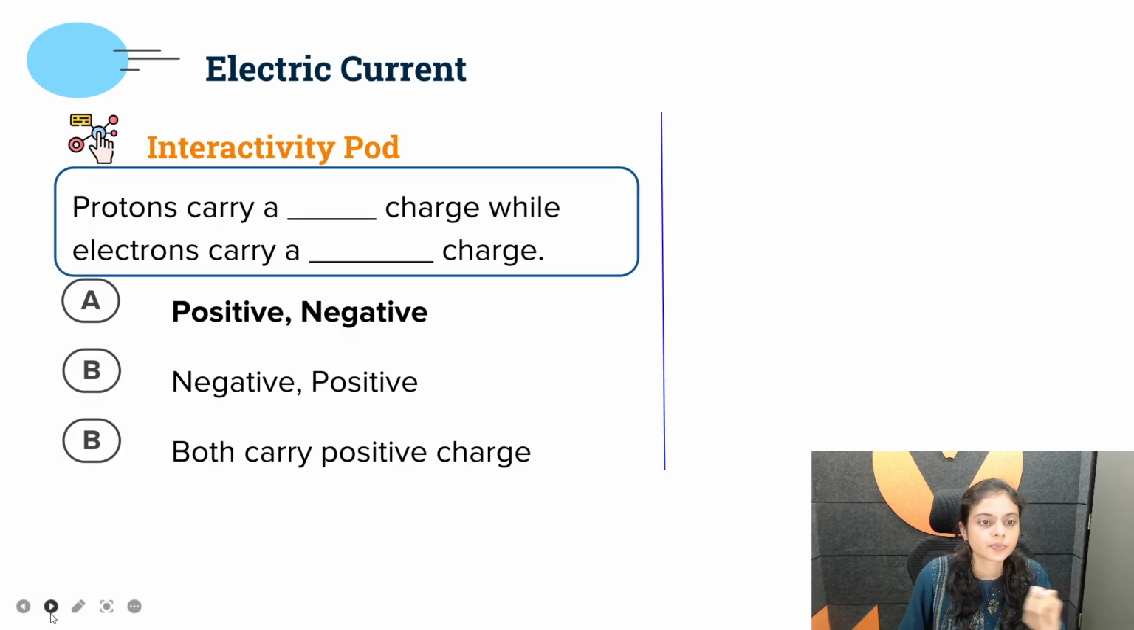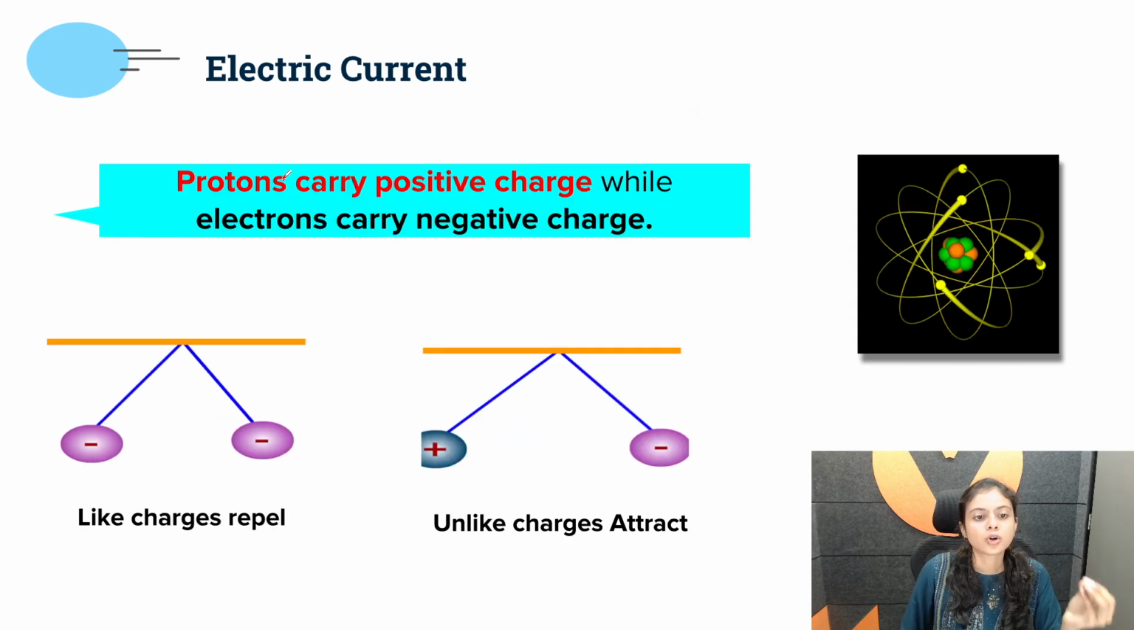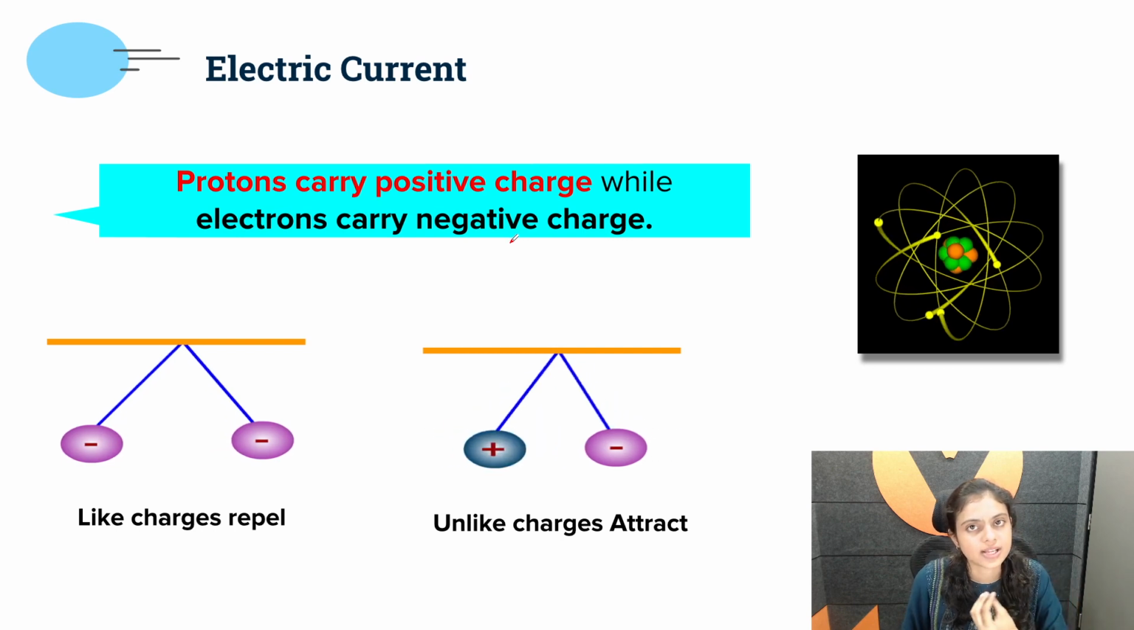Let's see next. Okay, we have a question here. Protons carry dash charge while electrons carry dash charge. You can say it easily. It's very simple, right? We know that protons are positively charged particles and electrons are negatively charged particles. Yes, it's simple. Let's have a more difficult one next. I have explained all these terms, right? Protons carry positive charge while electrons carry negative charge.